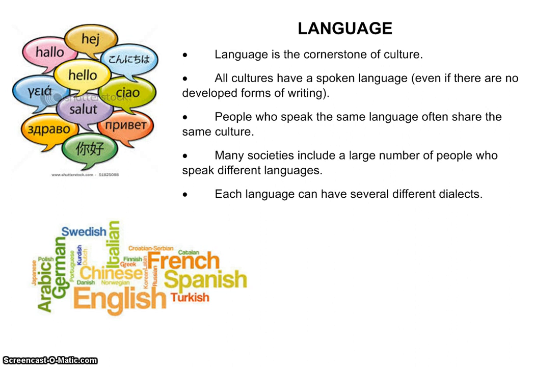Language. Language is the cornerstone of culture. All cultures have a spoken language or they're not a culture. Okay? Even if there's no writing system, if you have a spoken language, you can be considered a culture. Writing has only been around for about 4,000 years. So prior to that, traditions were handed down orally.